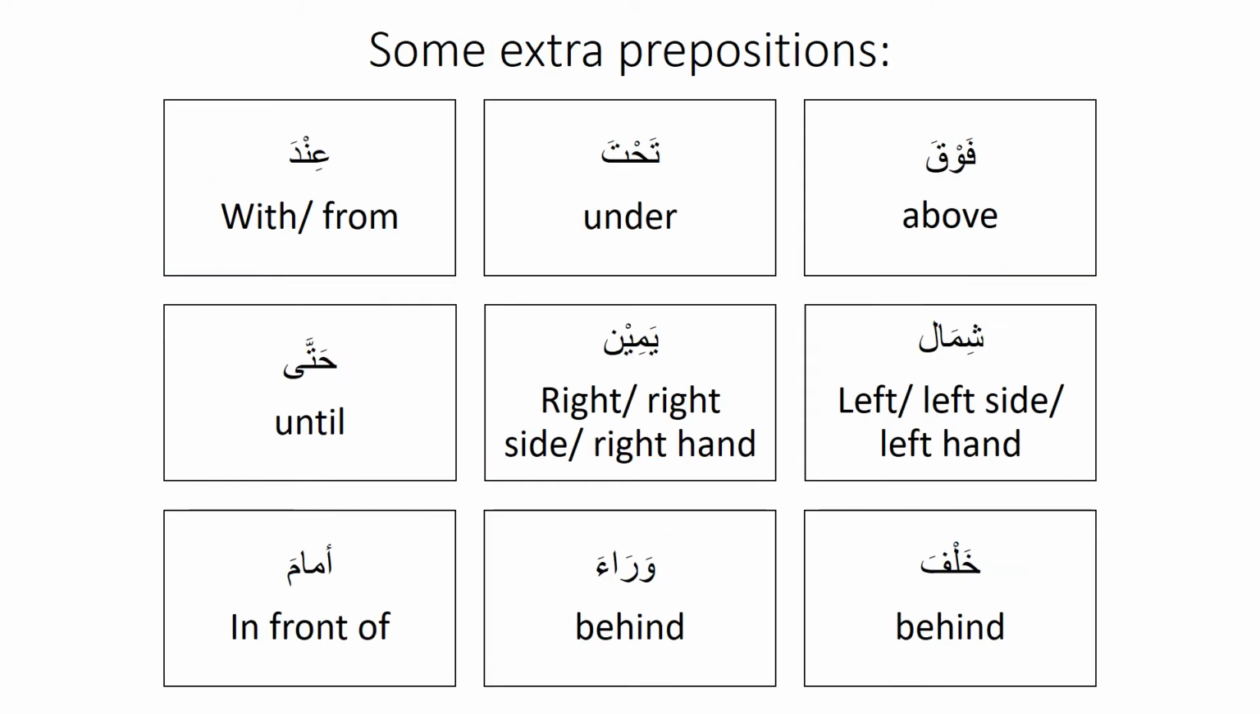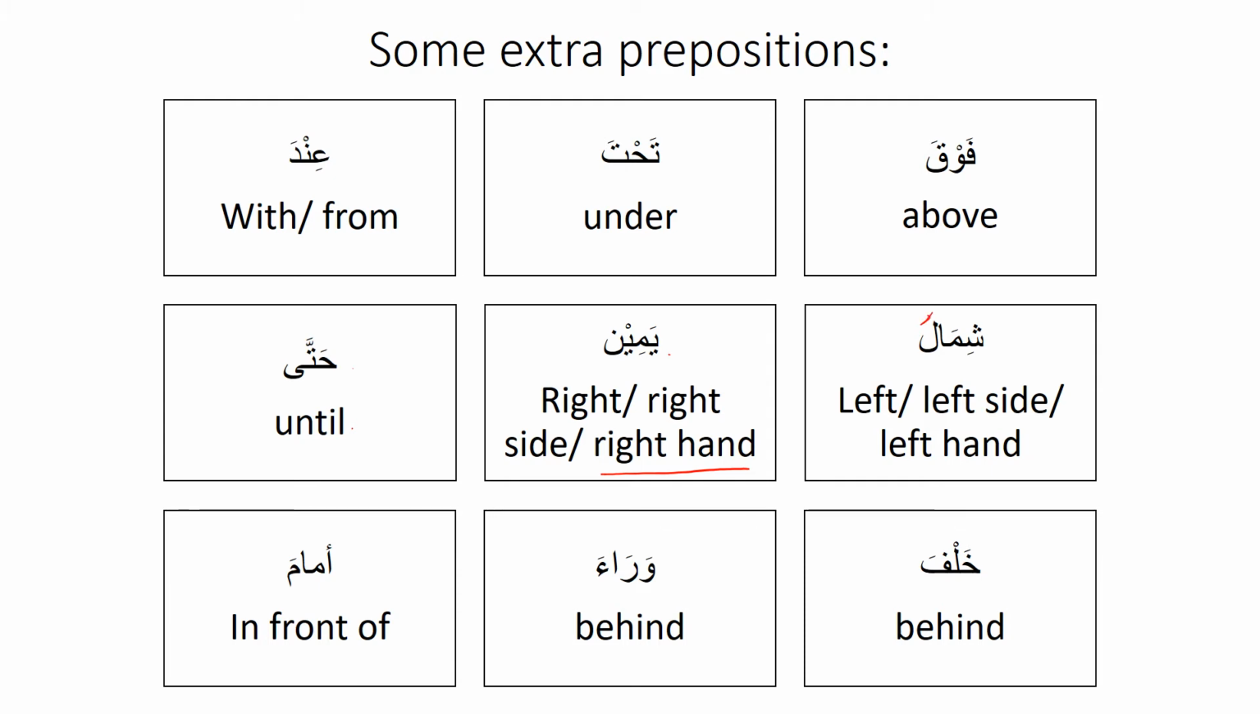Here are some extra prepositions that you can learn and you can revise and add to your word list. Inda means with or from. Tahta means under. Fawqa means above. Hatta means until. Yameen, yamina means right hand or right side. Sometimes yameen can be used as a noun, so you can say yaminun, which would mean right hand, okay? But it can be used as a preposition as well, because you're talking about the direction of a thing.